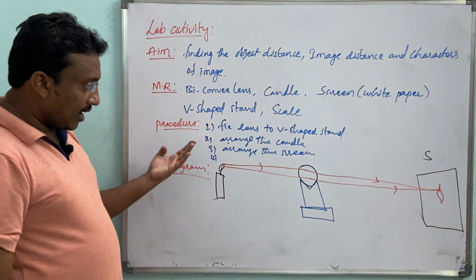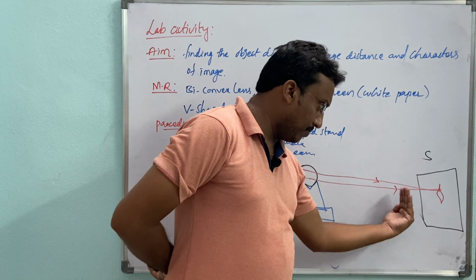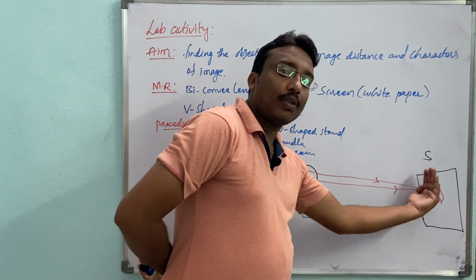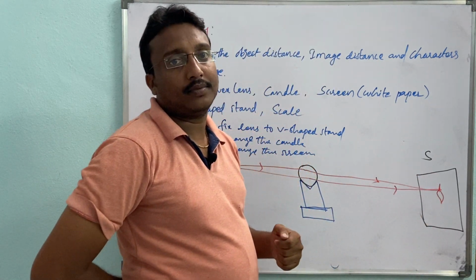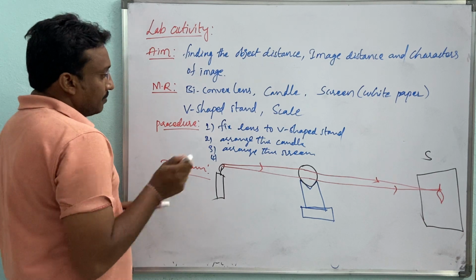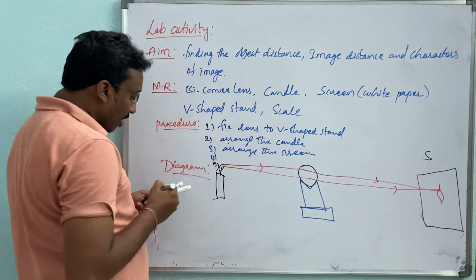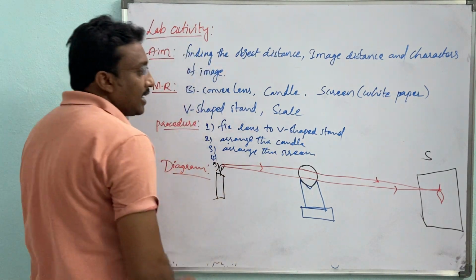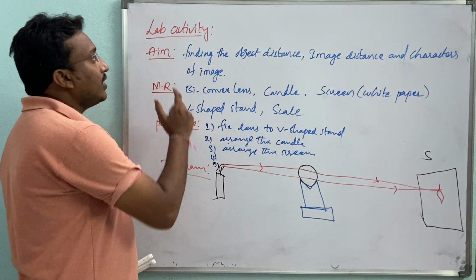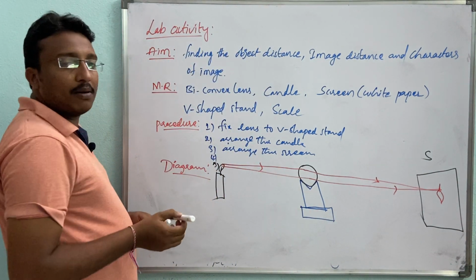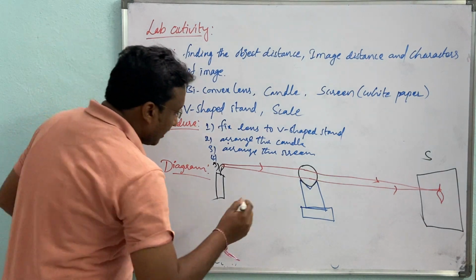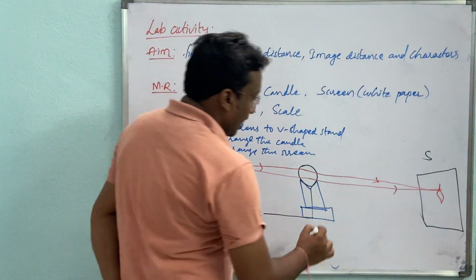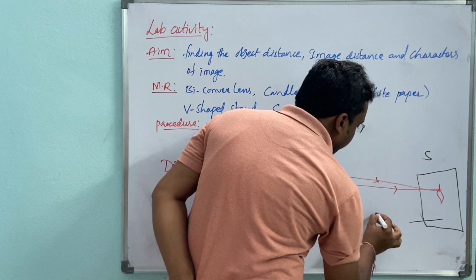What is the fourth point? Arrange the screen, then bring the screen a little bit forward or backward or upward until we get the sharp image on it. Then that is the fourth one. Fifth point, measure the object distance and image distance with the help of the meter scale. Right? This is the object distance. And this is the image distance.